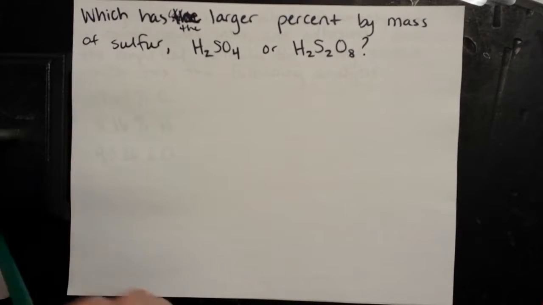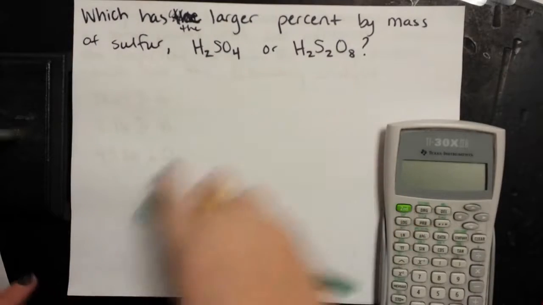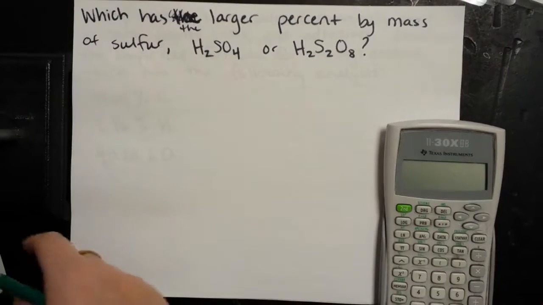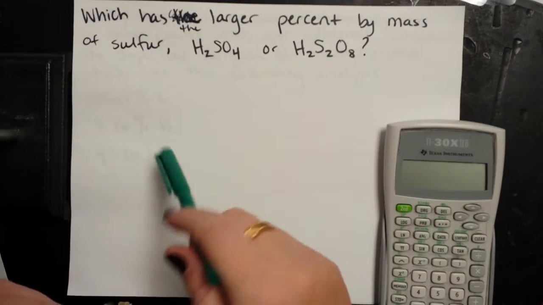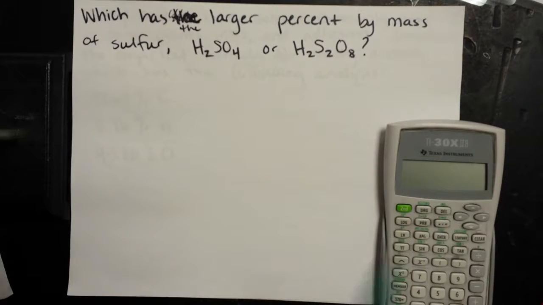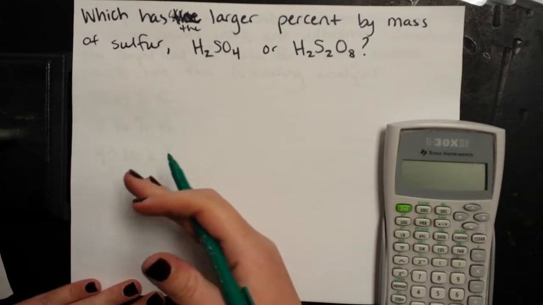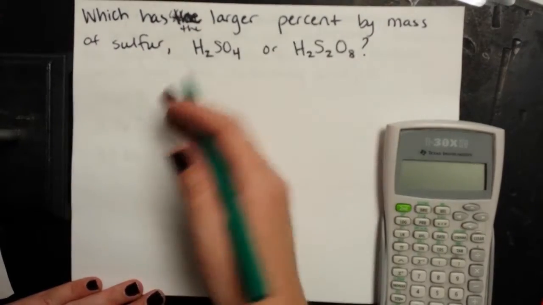Okay, so here we're going to be looking at just the percent by mass of sulfur in two different compounds and comparing them. In previous problems we have been getting the percent by mass of each element and then finding the percent composition for the whole compound. But here we're just doing one part of that for two different substances.